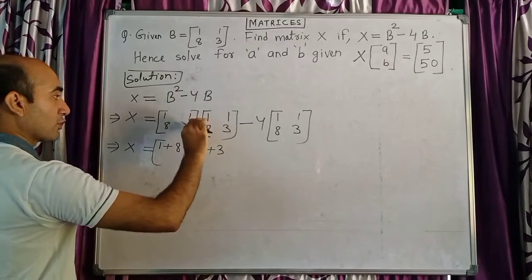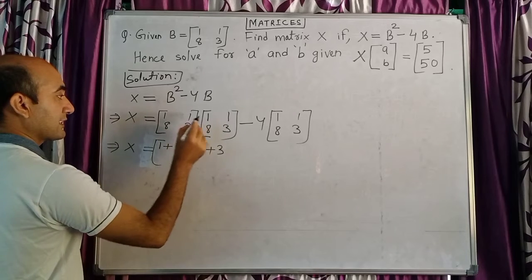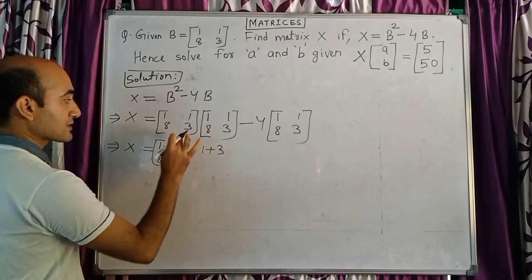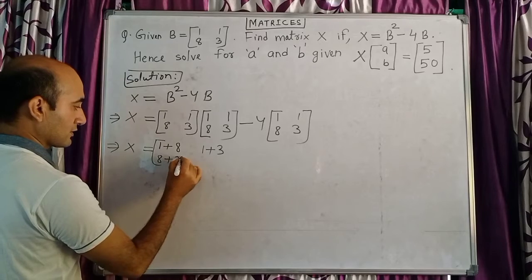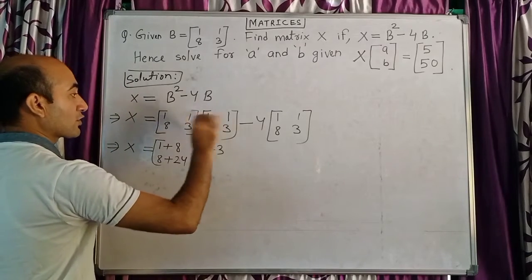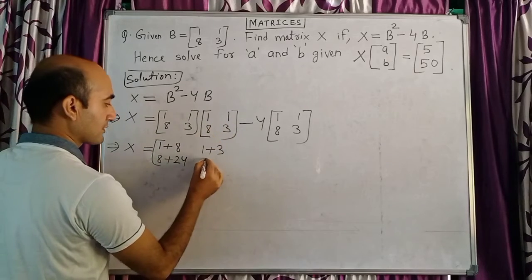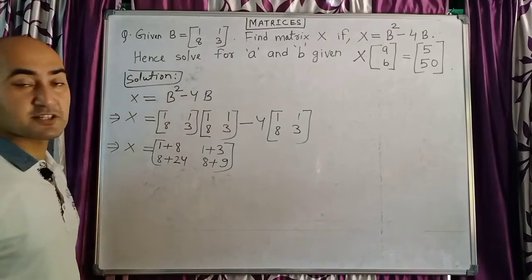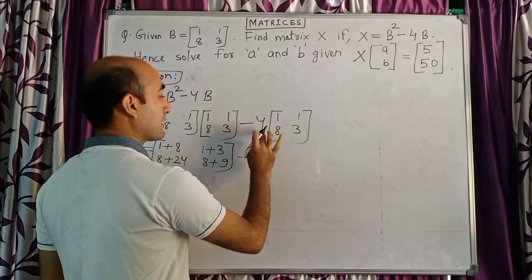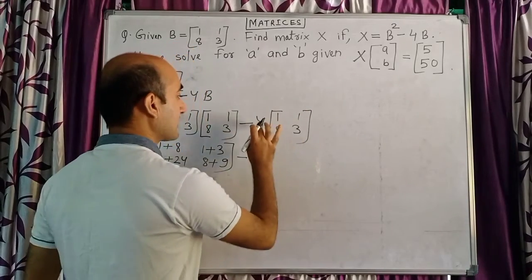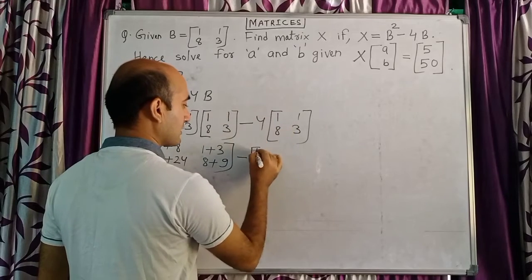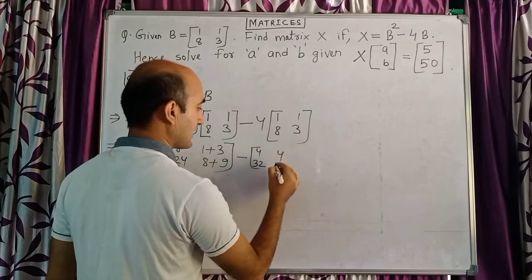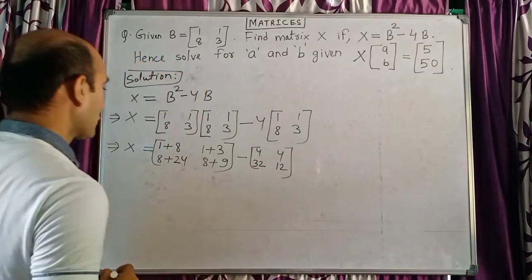Next comes the second row with the first column. Second row, first element 8, and here first element is 1. 8 ones are 8, plus second with second, 3 8s are 24. Now the same second row with the second column. First with first, 8 ones are 8, plus second with second, 3 threes are 9. So our multiplication is over. Here a single number is going to multiply with every element, so it will go inside. 4 ones are 4, again 4 ones are 4, 4 8s are 32, 4 3s are 12.